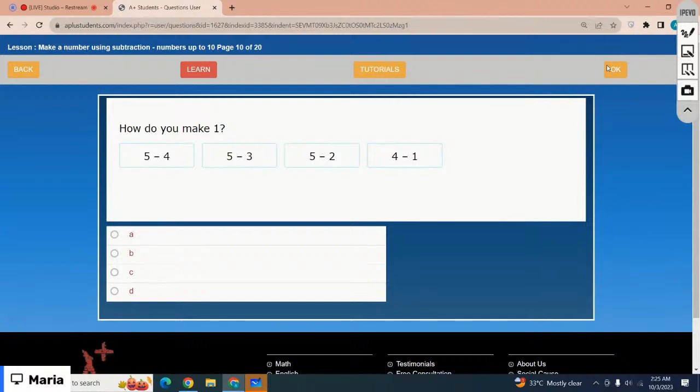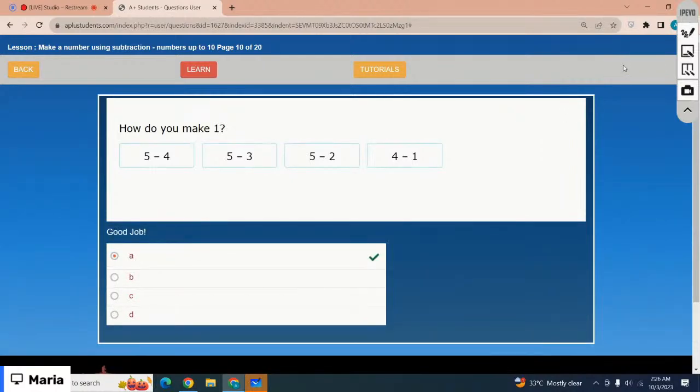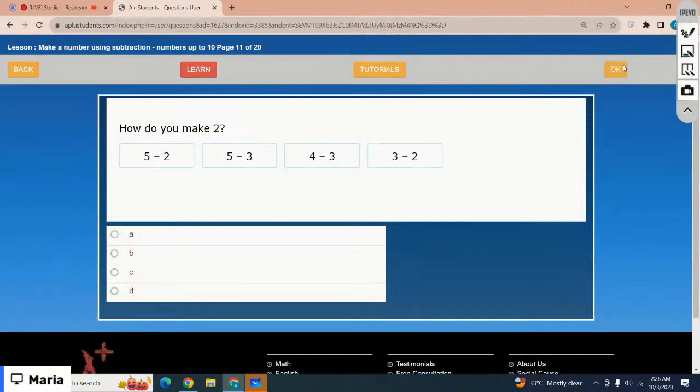How do you make 1? Which is the correct option? Option number 1 is the correct one, right? That is the only option. 5 take away 4 that makes 1, right? That is the correct option. The next one is how do you make 2? Which is the correct option?